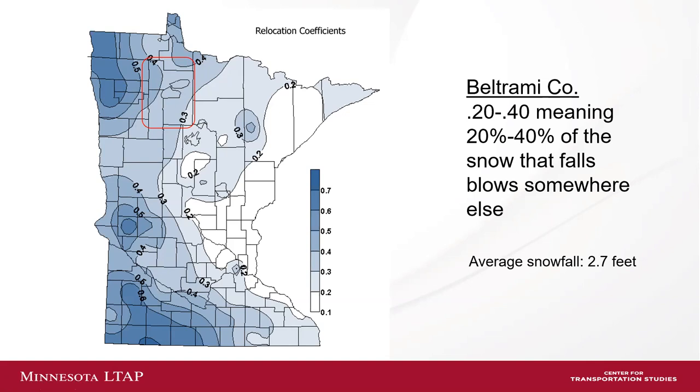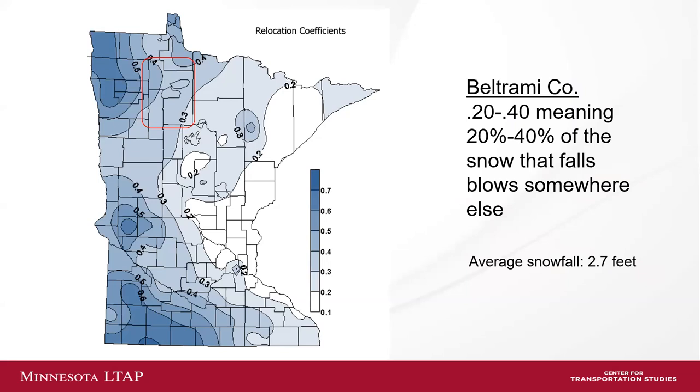And what that means is from 0.2 to 0.4 means 20 to 40% of the snow that falls out of the sky blows somewhere else. So they have drifting issues, most likely in the northwest portion of Beltrami County. Now these areas that you see that have the darkest blue, that's exceeding that 0.7, those areas have blowing conditions that are similar to Siberia, which I think is just really interesting.